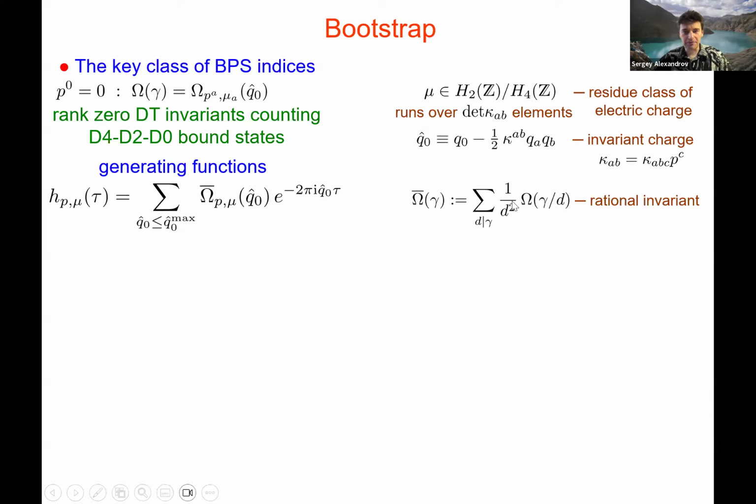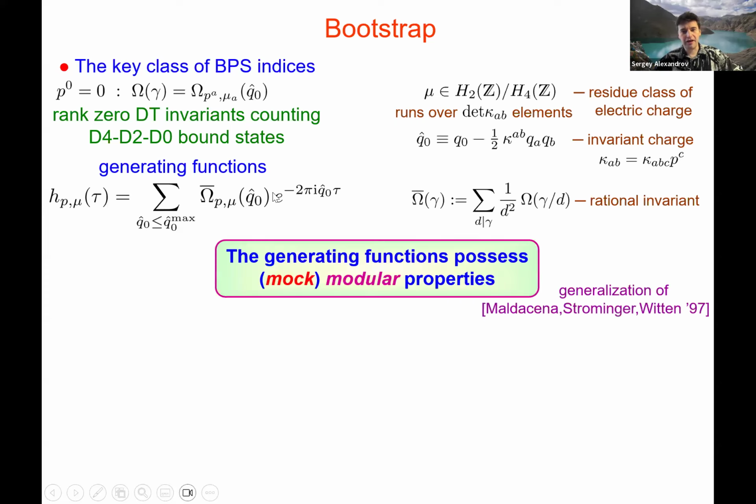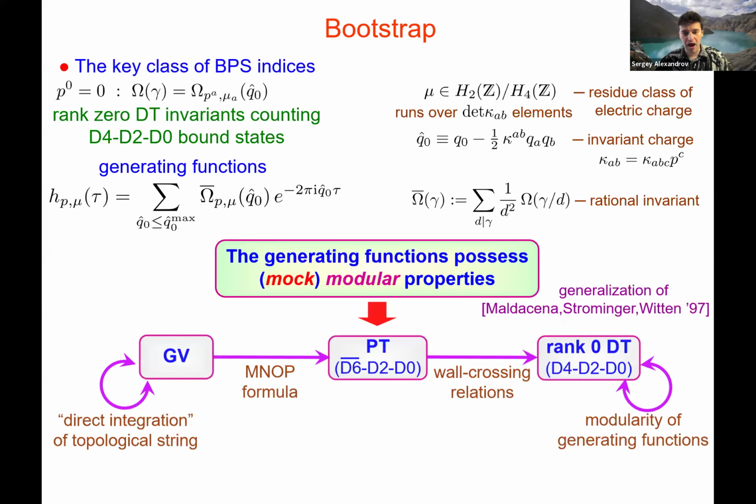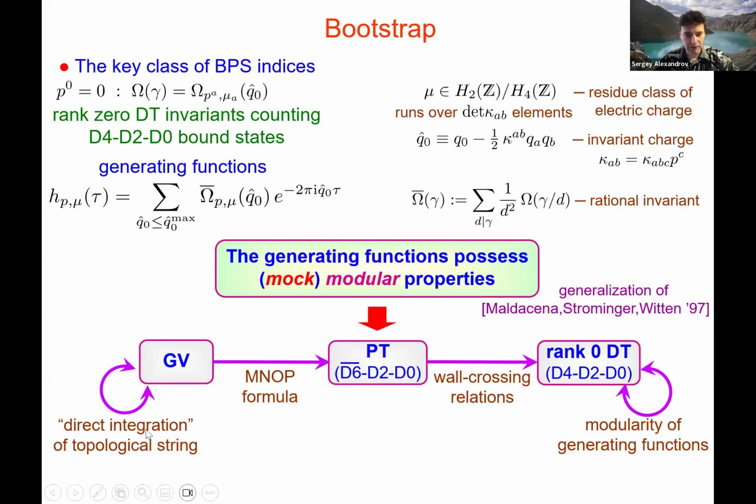The reason for this is that if I define generating functions like this, then they are expected to possess some very non-trivial but very interesting modular properties, as I will show you. More precisely, mock modular properties, which are generalizations of the original modular properties derived by Maldacena, Strominger, and Witten many years ago. The main claim of my talk is that using these modular properties, you can actually find many new invariants using the following procedure. I'll briefly explain it here, but later I will expand on this.